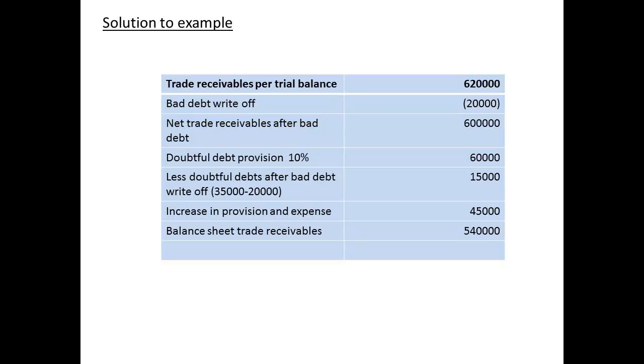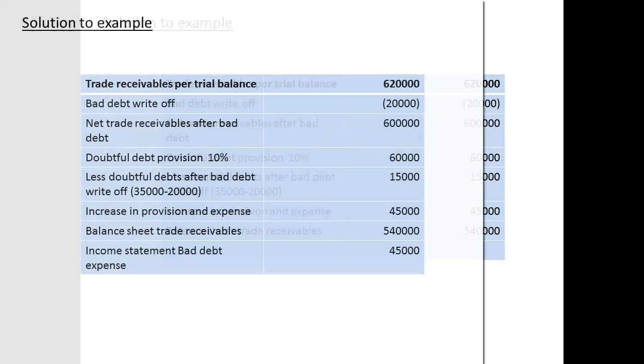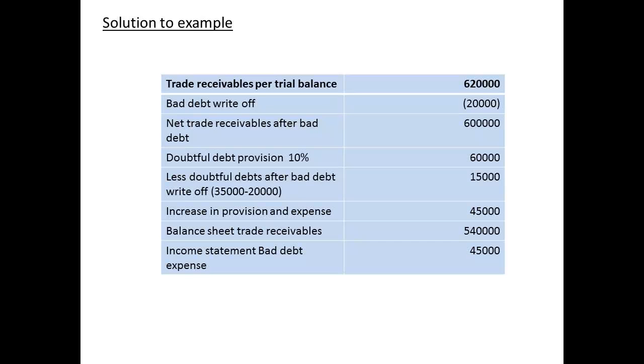Firstly, we have reduced the balance sheet for trade receivables to $540,000. And secondly, we have a bad debt expense of $45,000 on the income statement.